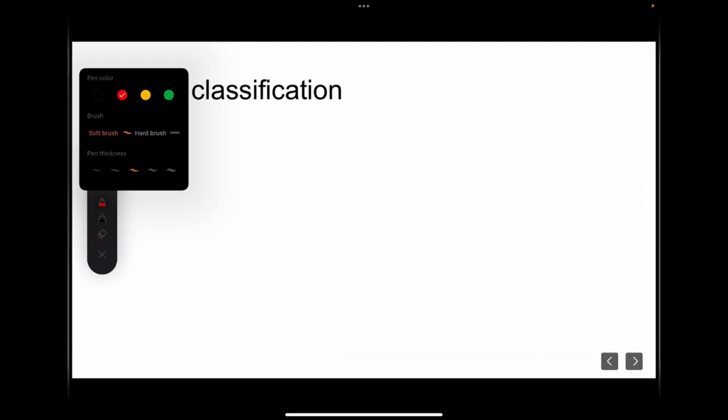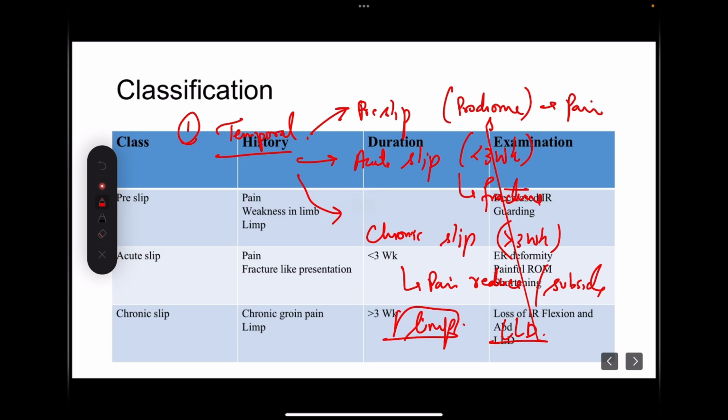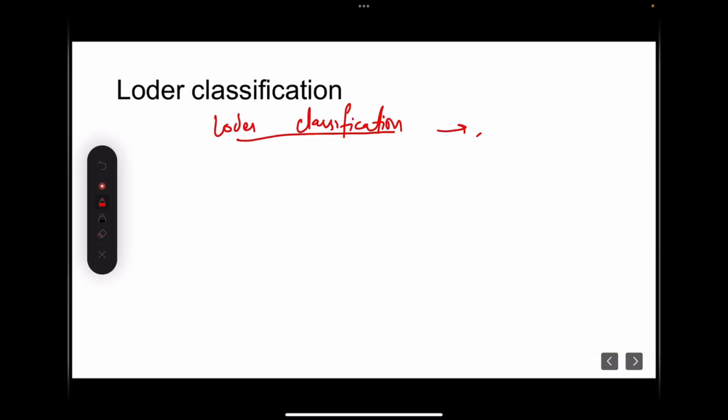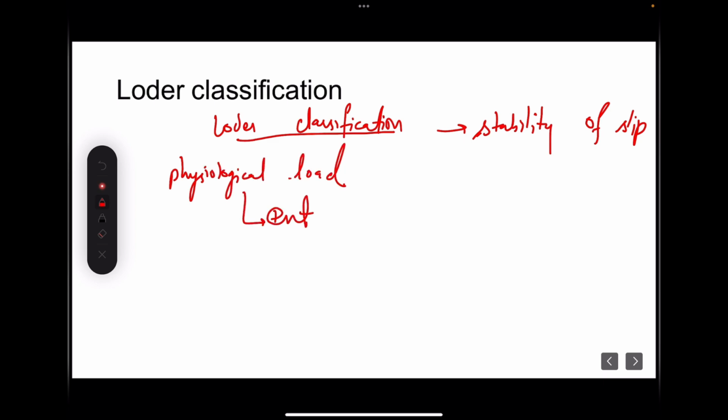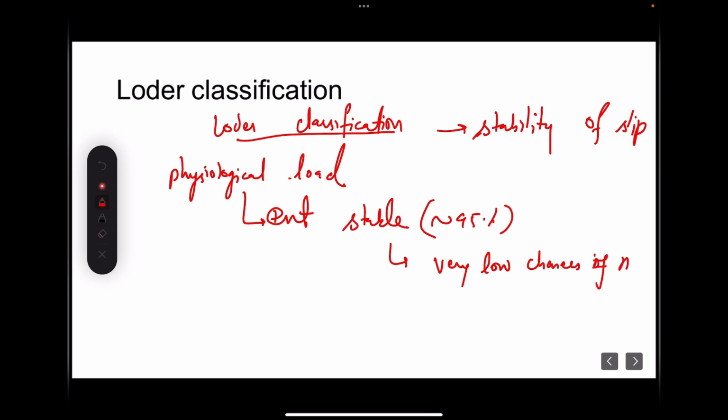Another classification that we should keep in mind is the loading classification. That is very much important. Why is it very much important? Because it tells us about the stability of the slip. What does stability mean? Whether it is able to sustain physiological load or not. If it can sustain physiological load, this is stable. 95% of cases are stable only, and there are very low chances of AVN in these cases.